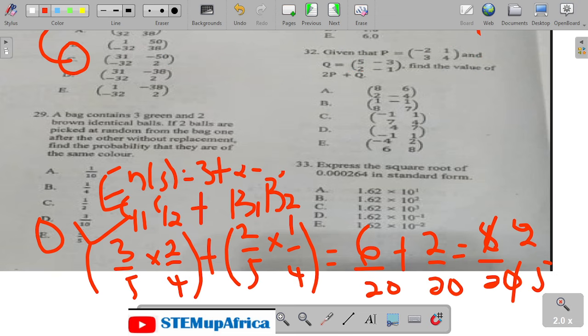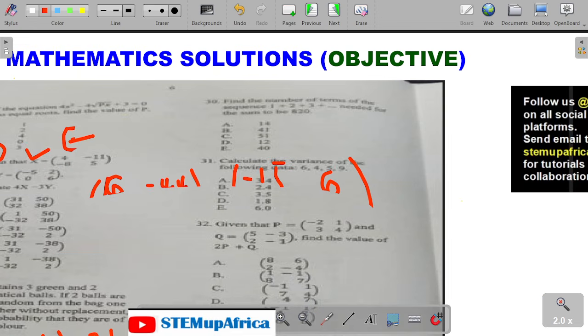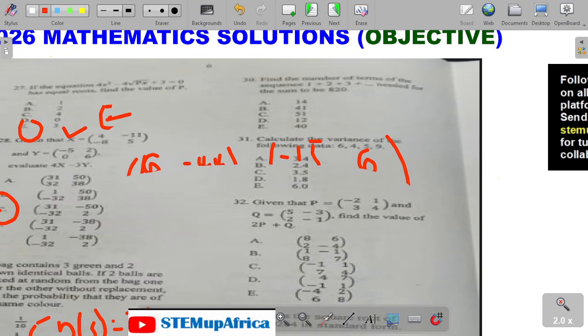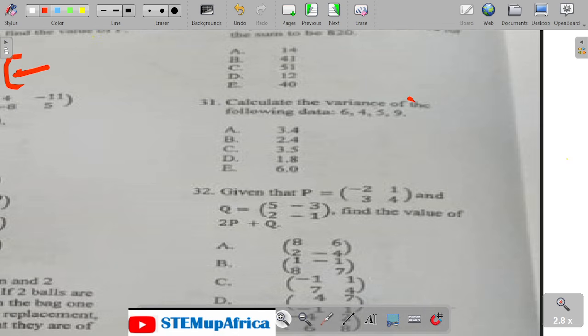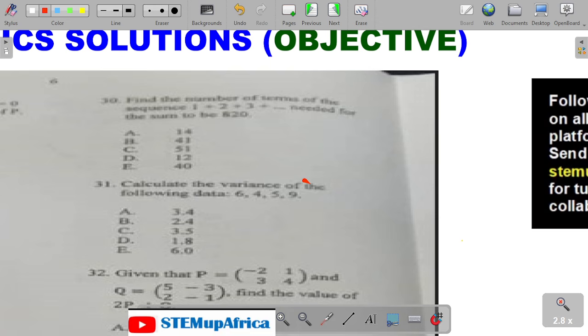So let's see what we have here. Number 30. Look at the question. Find the number of terms that gives you this sum. So my nth term, and that is the sum. Now they give us the sum.